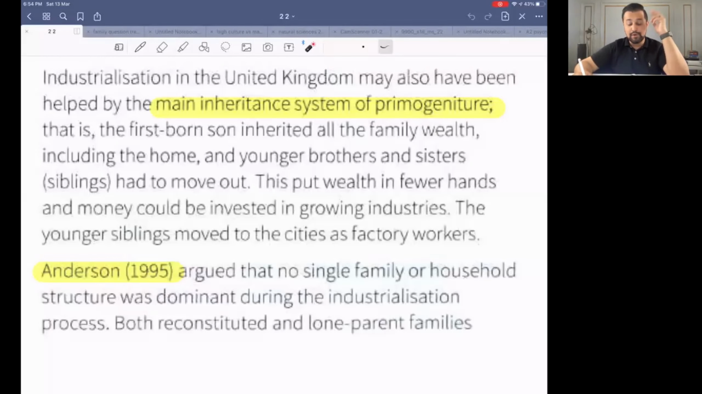Now, another point that we could bring in over here: industrialization in the United Kingdom may have been helped by the main inheritance system of primogeniture. Now, what is primogeniture? It's written right beneath it. The inheritance system where the firstborn son inherits all the family's wealth, acquires everything, and the younger siblings are to move out, right? That could be another contributory factor towards the development of industrialization as well, right?